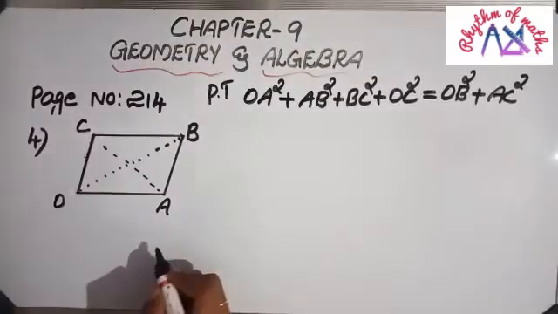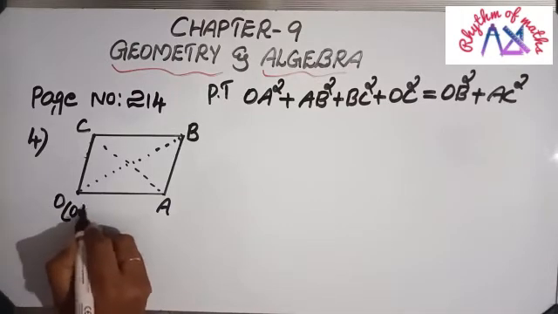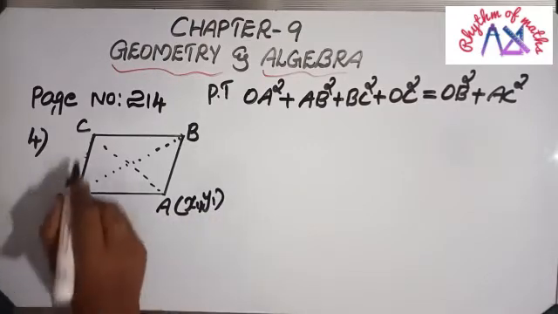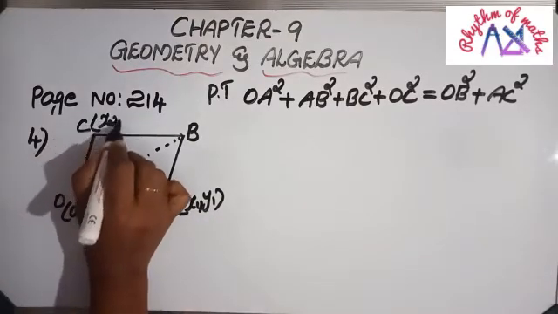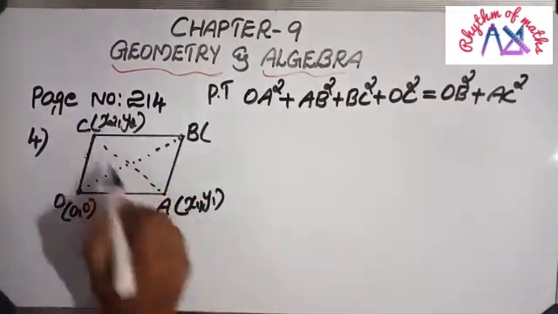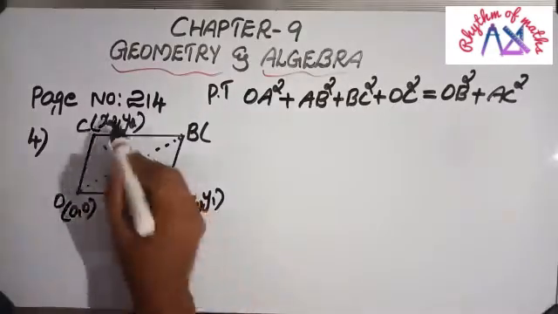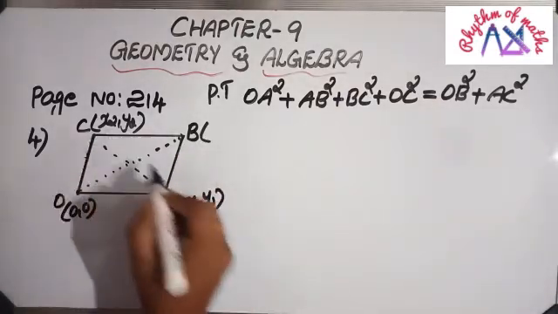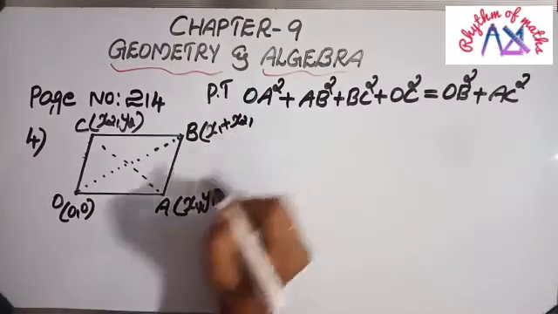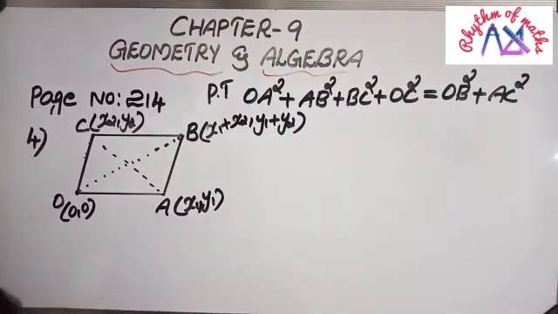So first of all, let's consider the points here. Let's consider this point as the origin, so this point is 0, 0. This one let's consider as x1, y1. C we consider as x2, y2. Then what will be the B coordinate? Like the previous problem, if one coordinate is the origin, the sum of the x and sum of the y will be the third corner, that is x1 plus x2 comma y1 plus y2. Like this we can consider.